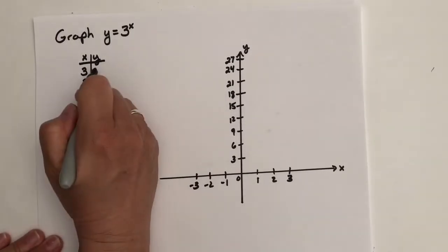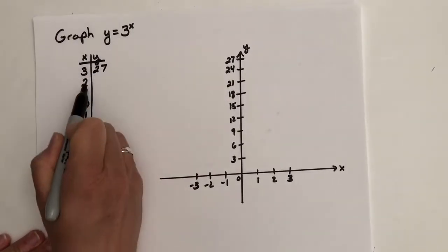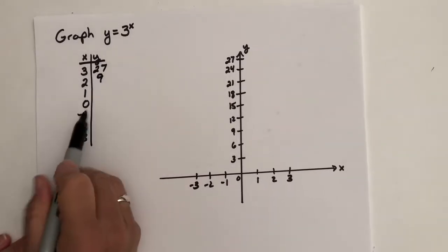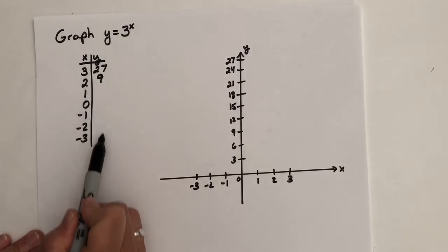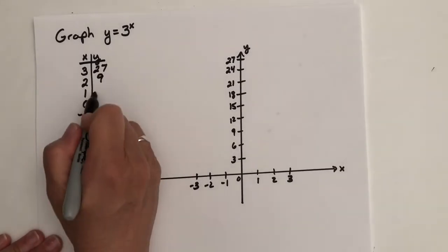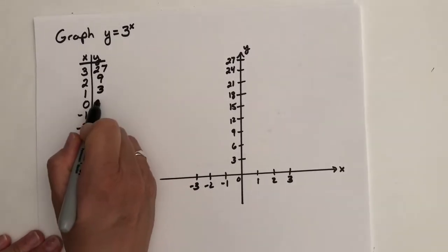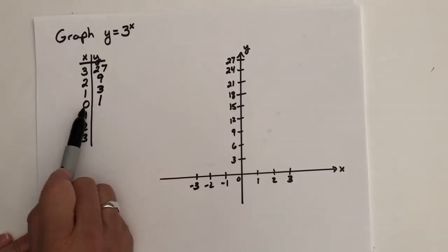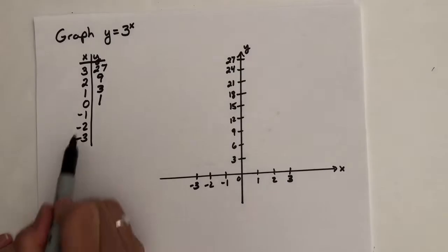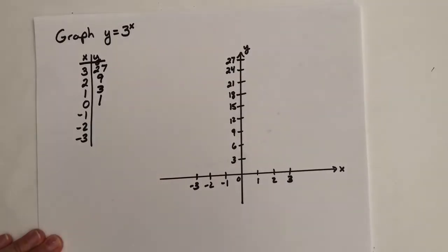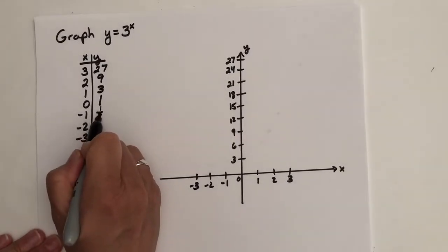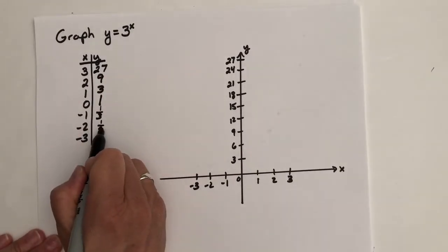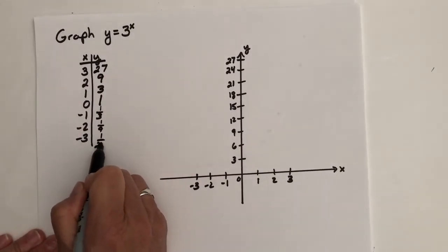We put in 3. 3 to the third is 27. 3 to the second is 9. And notice now we will have powers of 3 here. 3 to the first power is 3. 3 to the 0 power is 1. Oh, just like with the previous problem, we have the ordered pair 0, 1. Now when I put in a -1, I get 1/3. And then -2 gives us 1/9, and then 1/27.